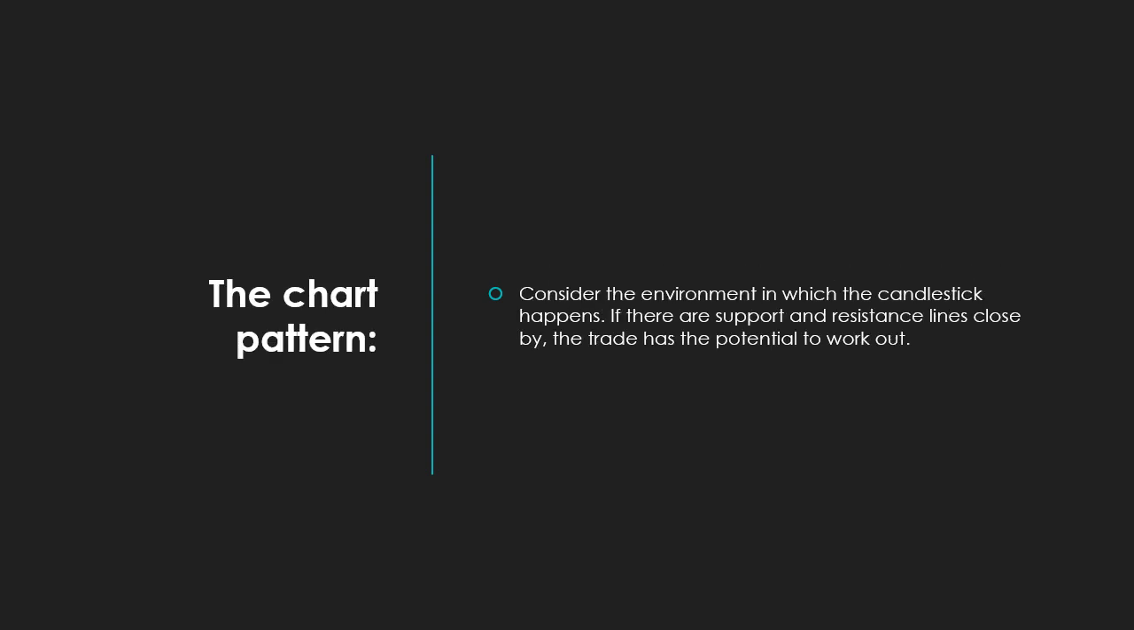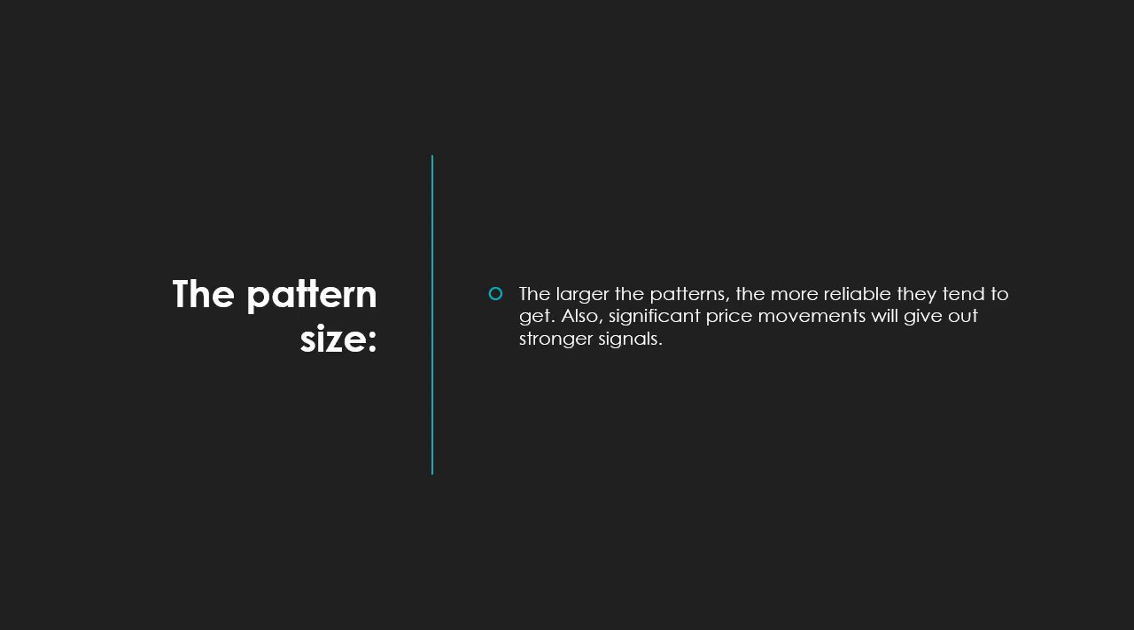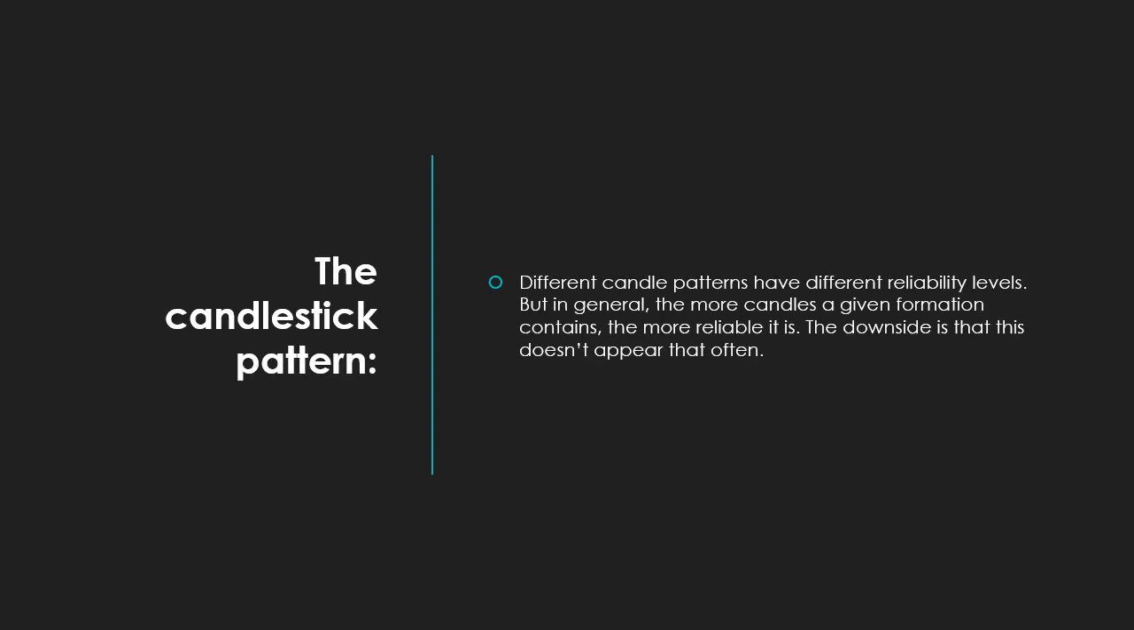Consider the chart pattern. Consider the environment in which the candlestick happens. In other words, look at what is going on in price action. Understand maybe moving averages, maybe support and resistance, trend lines, chart patterns, and the relationship of that candle. If there's support and resistance lines close by, the trade has the potential to work out. Look at the overall pattern size. The larger the pattern, the more reliable they tend to get. Also, significant price movement will give out stronger signals.